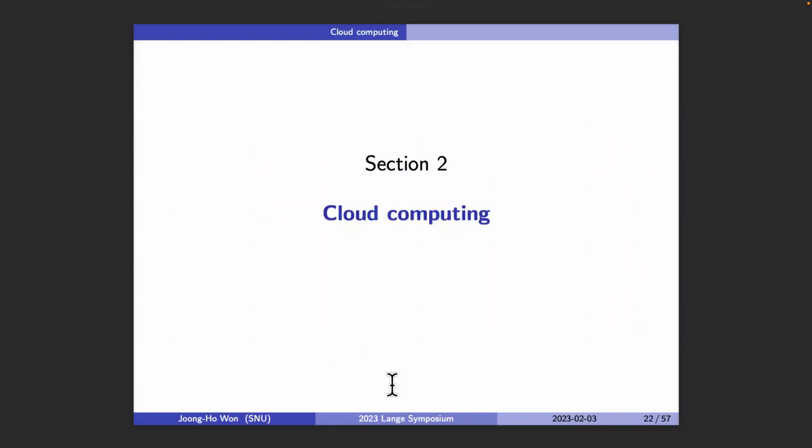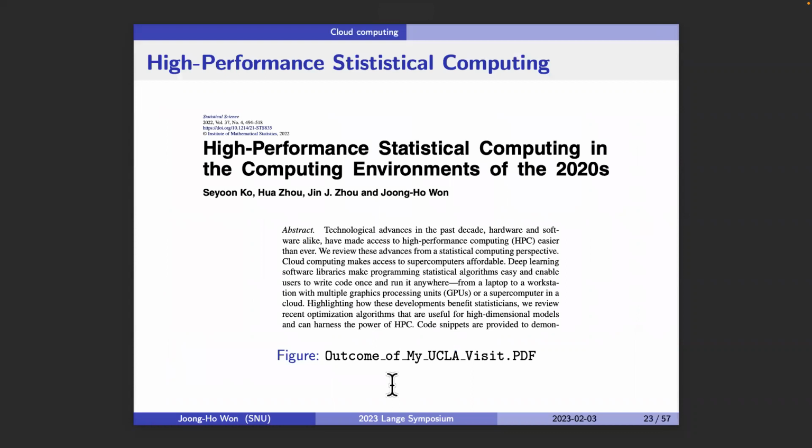Okay, the next section is about cloud computing. And this is based on my collaboration with UCLA folks. Yeah, and Seoul was my PhD student, and now he's a postdoc for Ken and Hua.